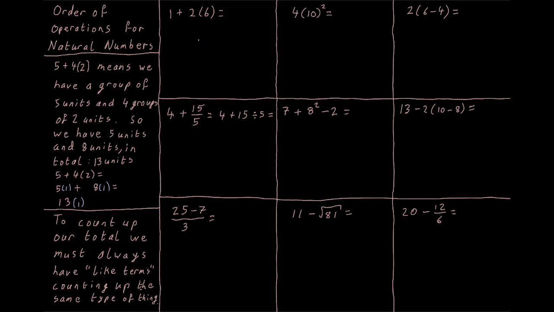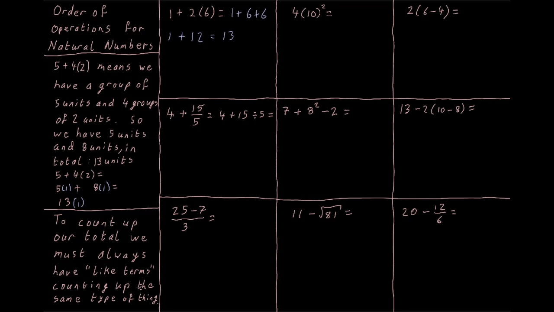So because I understand how to read it, I know that 1 plus 2 groups of 6 would be a total of 13, because again, 2 groups of 6 would mean I'd have 1 plus 6 plus 6. That's what 2 groups of 6 looks like. And then when I add that up, I get a total of 13. So what does this mean? It means I have 2 groups of 6. When I've dealt with that, I know the total number of units. I can count up my overall total of 13.